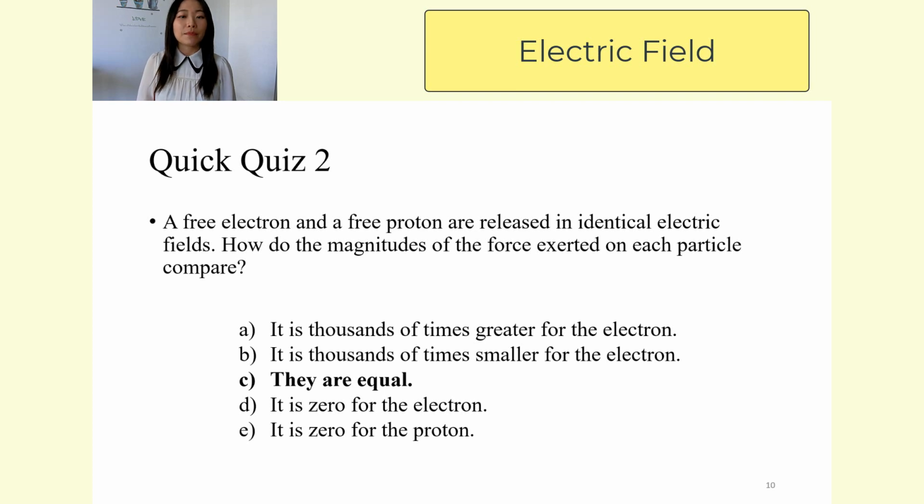Here we are talking about the magnitude, so they are equal. Because for a proton and an electron, the magnitude of charge is e. For a proton it is positive e, for an electron it is negative e. And the force acting on the test charge in an electric field is the test charge times E, the electric field. So since they are placed in an identical electric field, and they also have the same magnitude of charge, the magnitudes of force exerted on them are identical.